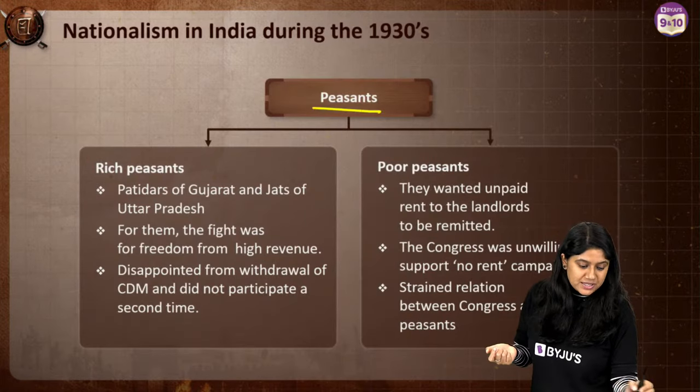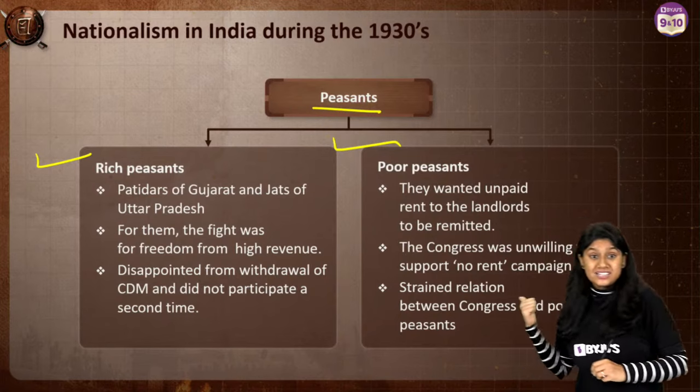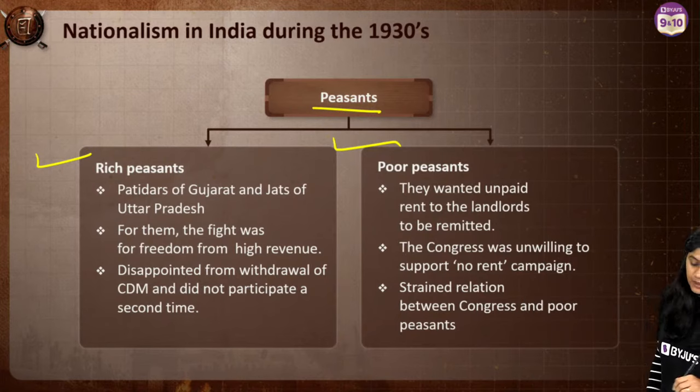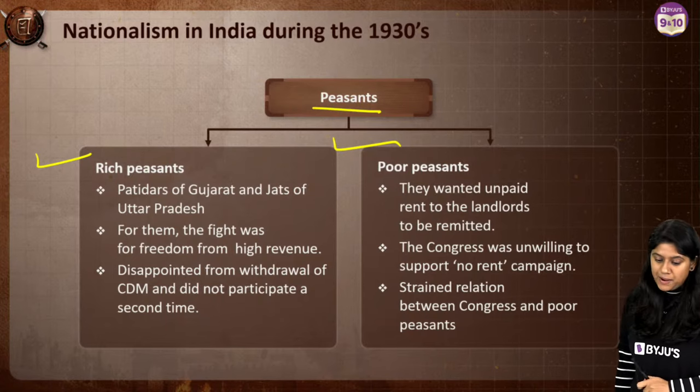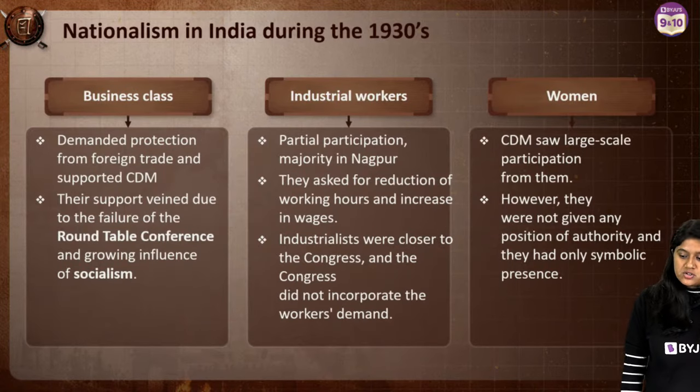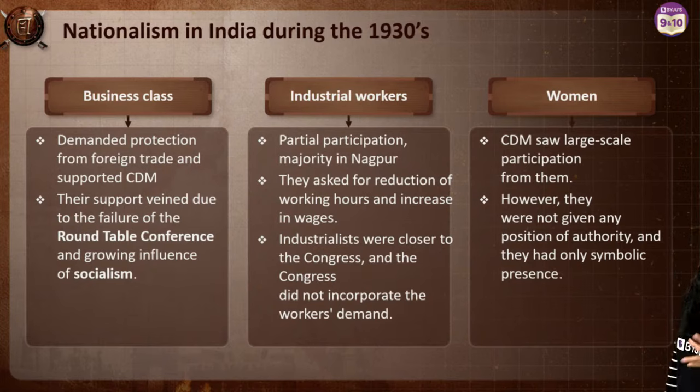We talked about the peasants, rich and poor peasants. Take a screenshot of this, everyone. People have different issues with the movement, right? Then we discussed the industrial businessmen and the participation of the industrial workers and the women. Everyone has their own opinion about it.